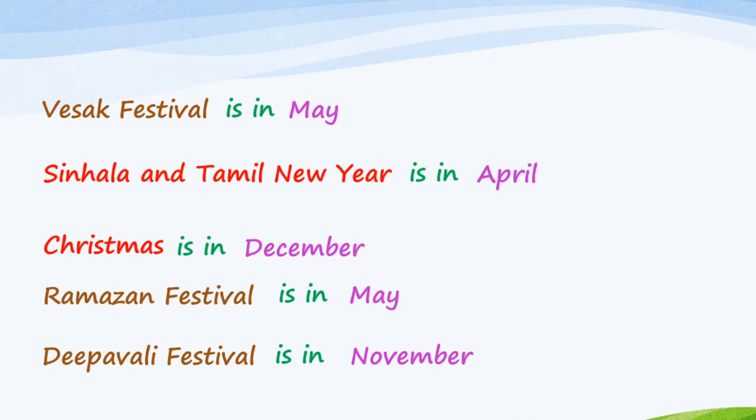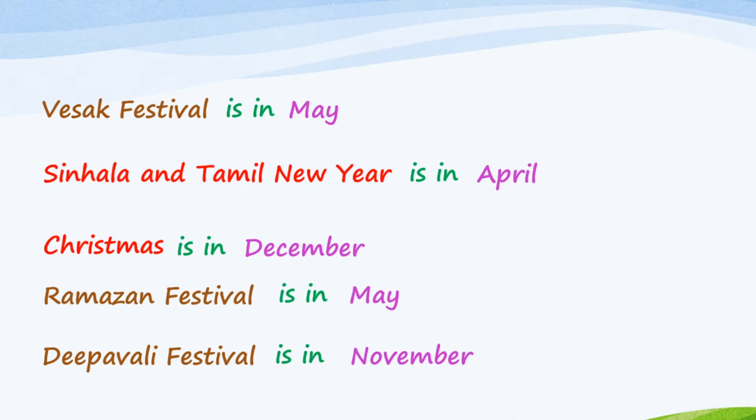Vesak festival is in May. Sinhala and Tamil New Year is in April. Christmas is in December. Ramasan festival is in May. Deepavali festival is in November.